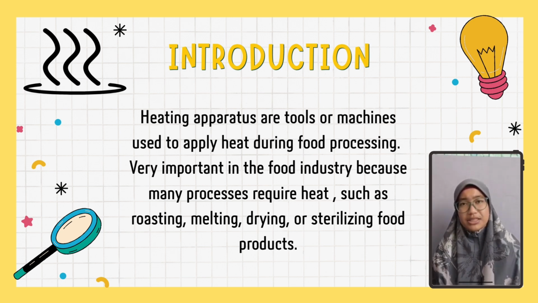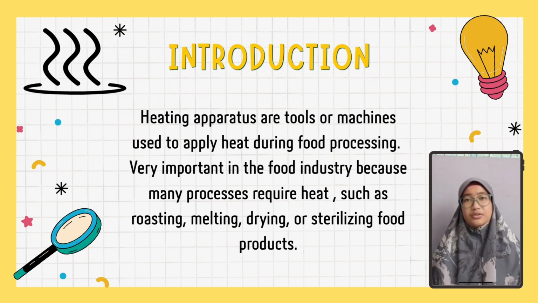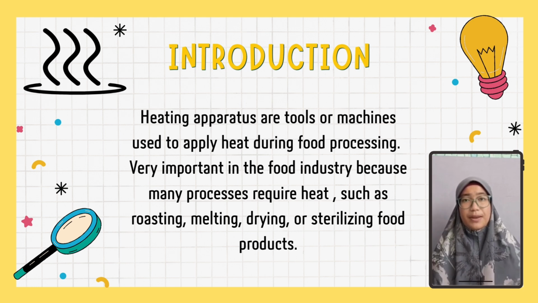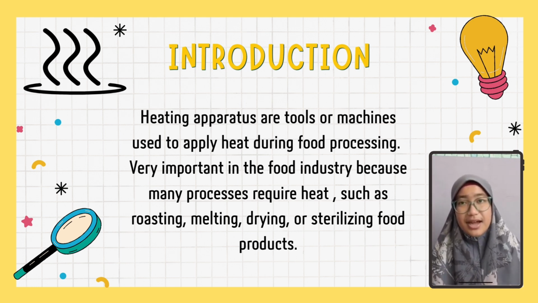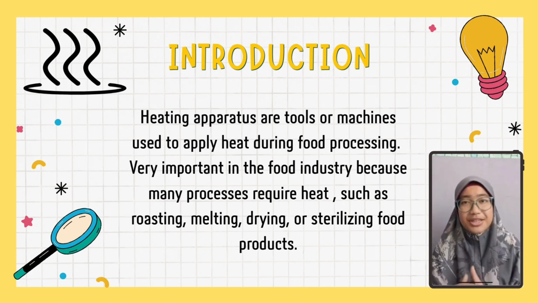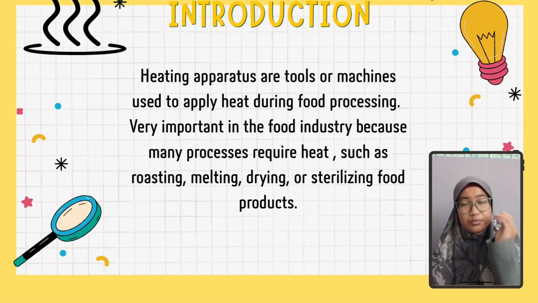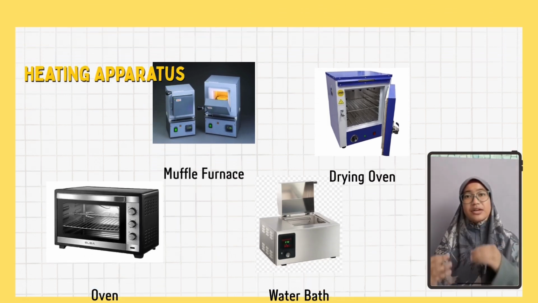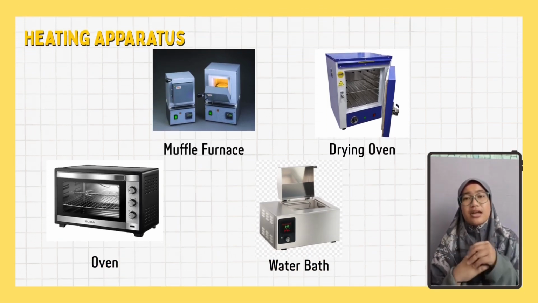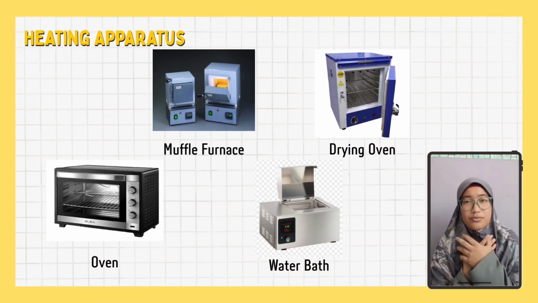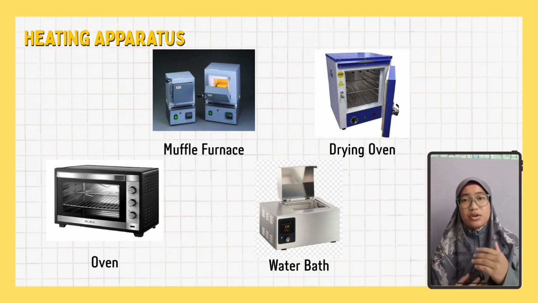So, what application on this topic is related to our daily life? Before that, I will introduce you to heating apparatus. Heating apparatus are tools or machines used to apply heat during food processing. They are very important in the food industry because many processes require heat, such as roasting, melting, drying, or sterilizing food products. There are several heating tools that we learn, such as muffle furnace, drying oven, water bath, and burner oven.